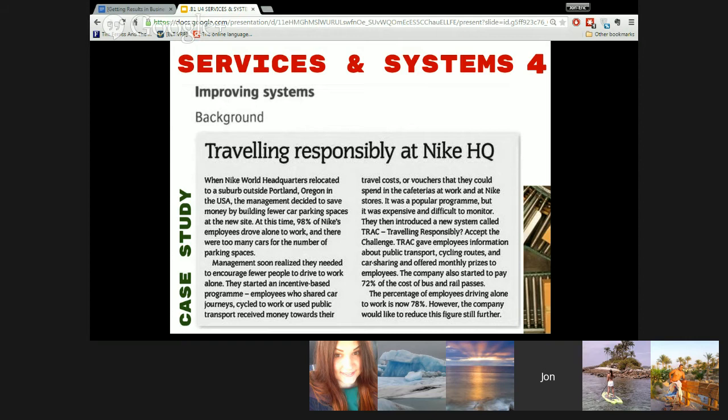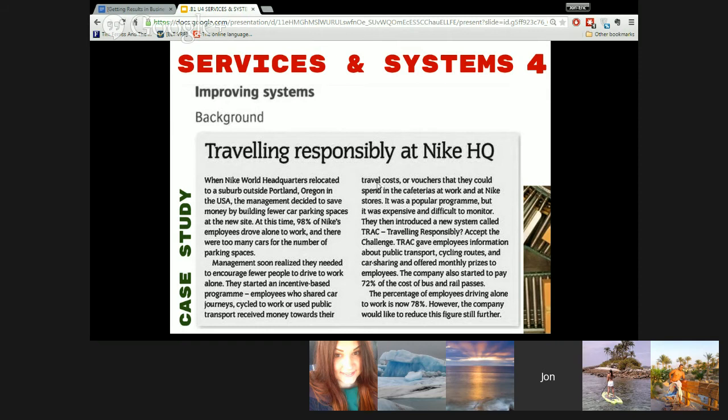The company also started to pay 72% of the cost of bus and rail passes. Keep going. The percentage of employees driving alone to work is now 78%. However, the company would like to reduce this figure still further. All right. Very good. Very good.